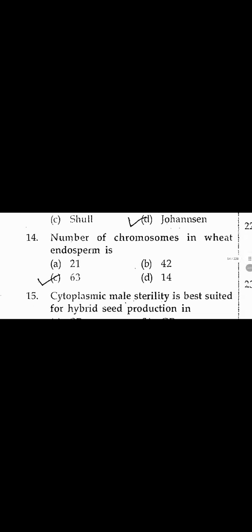Question number 12. The A/T ratio in one strand of the DNA duplex is 2. What will be the ratio in the complementary strand? It will be option B, 0.5. Question number 13. The term gene was coined by Johannsen. Question number 14. The number of chromosomes in wheat endosperm is, yes, here it is asking about the endosperm, it will be 63. Question number 15.